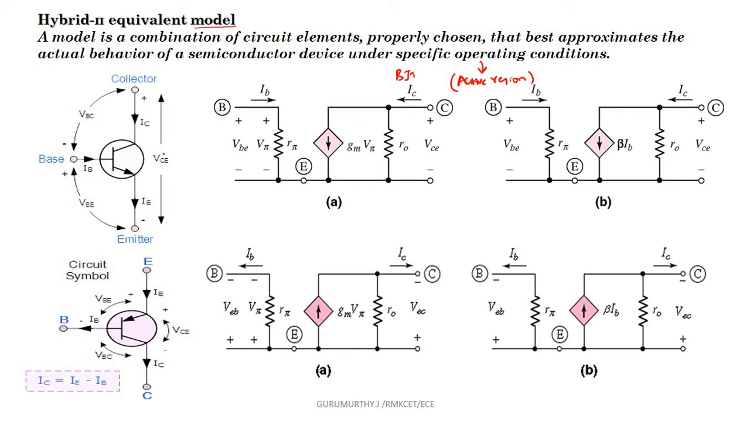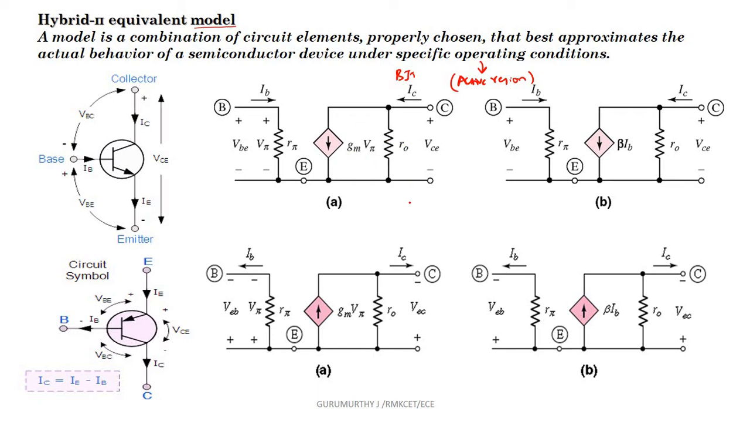So this is an NPN transistor. Between base and emitter we have a resistor R pi, which is called the diffusion resistance. Between collector and emitter we have a current source gm V pi. We have R naught, which is used to simulate the Early effect.